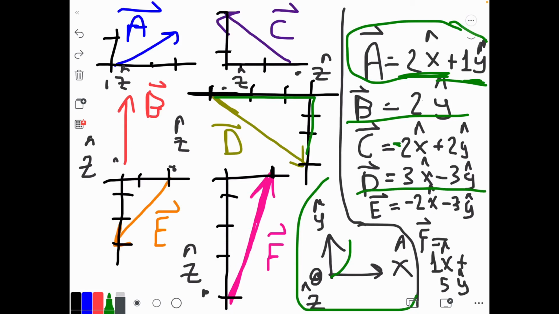Now we have vector Evan. Vector Evan is going left and is also going down, so both components are going to be negative. Again, we have no z hat, so z is 0. Vector Evan is going to be negative 2 x hat, negative 3 y hat, because we go 2 left and then 3 down. That's how we get the components for that. And then we have vector Fox, which is 1 towards the right and then 5 up. So it's 1 x hat plus 5 y hat.